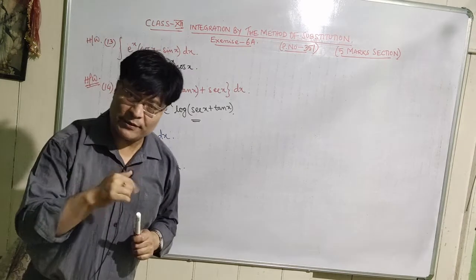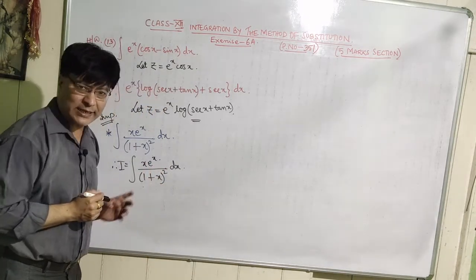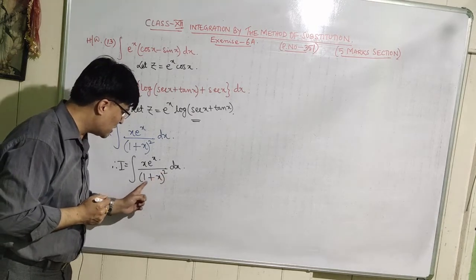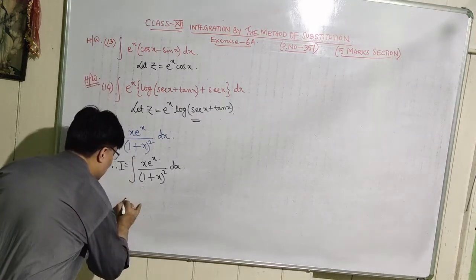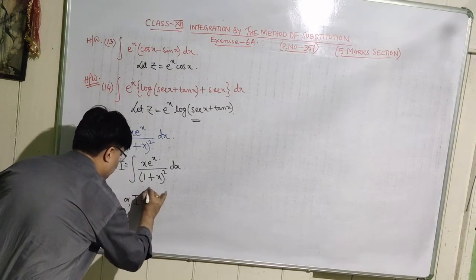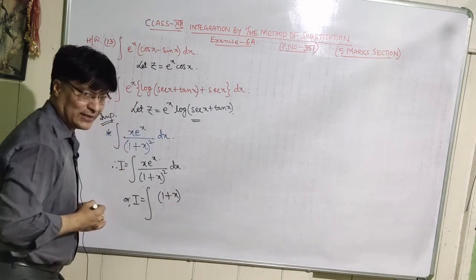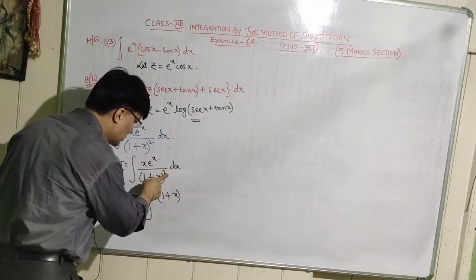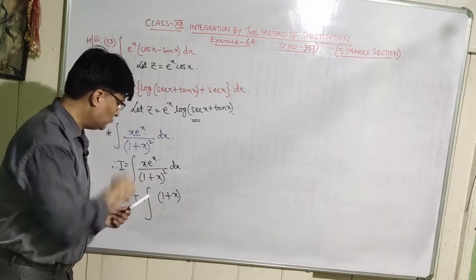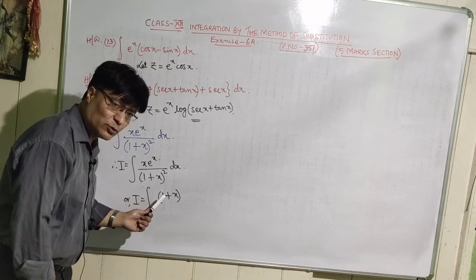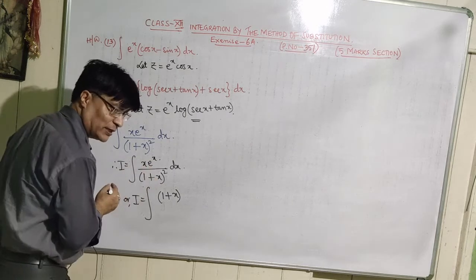Now you have to simplify the fraction. Within whole square there is 1 plus x. Let us write 1 plus x in the numerator as well. Integration of 1 plus x. Since within whole square in the denominator there is 1 plus x, in the numerator we have written within bracket 1 plus x. But there is x e to the power x.